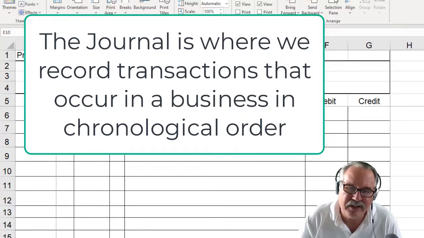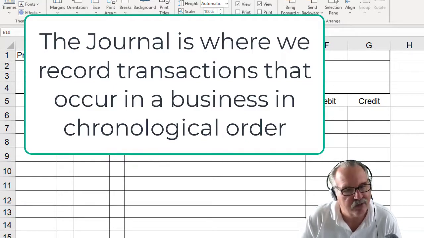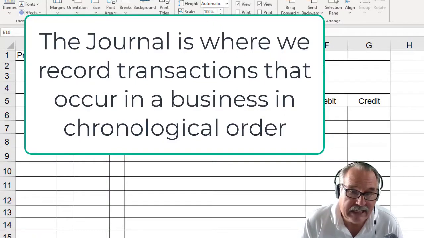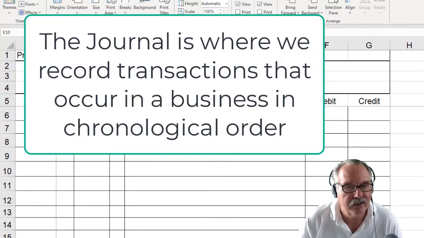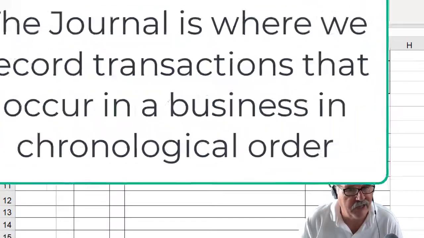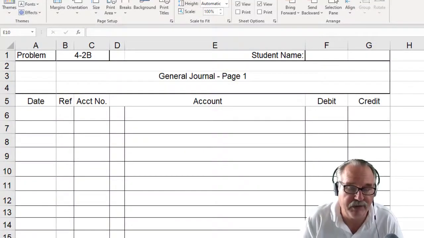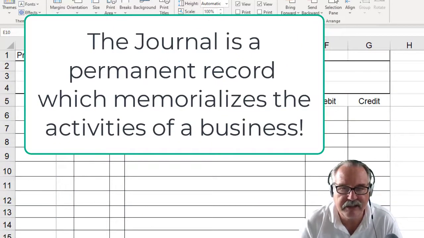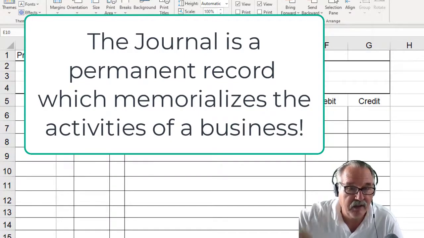I've always thought that the journal was named the journal because the first accountant, Luca Pacioli, was a man. If Luca Pacioli had been a woman, invented this, it would be called the General Diary. I don't know, but that just seems... But anyway, like a diary, it is literally a chronological sequence of things that happen in a business.